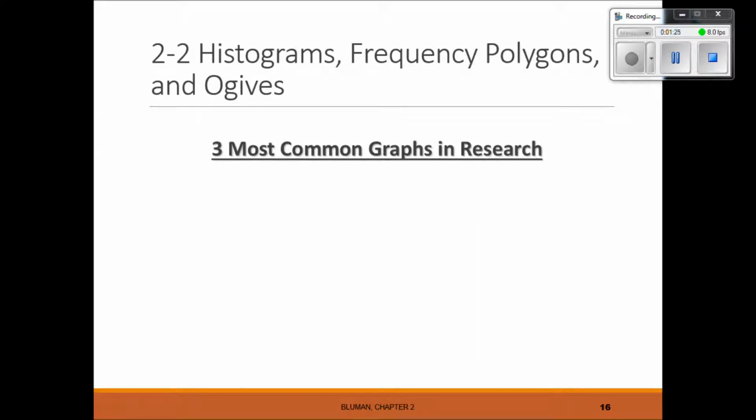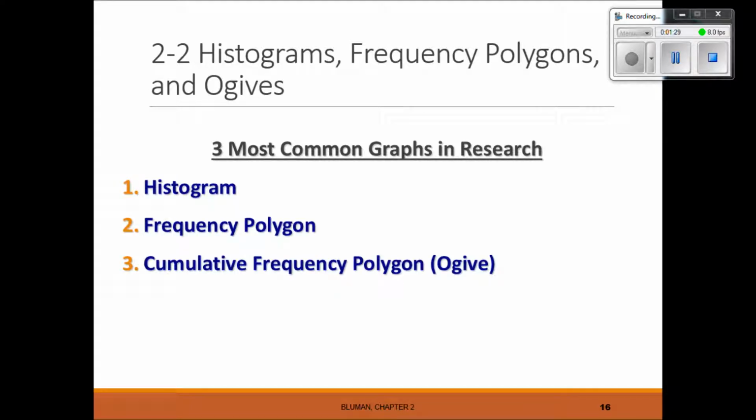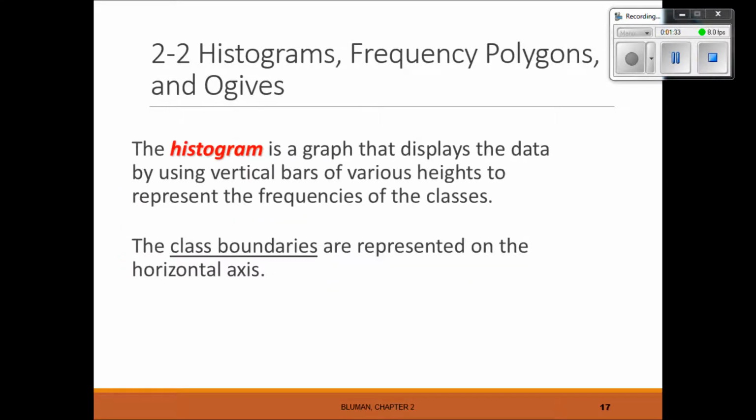Here are the three most common graphs that we use. Histogram, frequency polygon, and a cumulative frequency polygon, which we will refer to as the ogive. The histogram is a bar graph that displays data using vertical bars. Now, don't get this mixed up with something called a bar graph, which is usually used for categorical information and characteristics. This is for numbers and measurements.